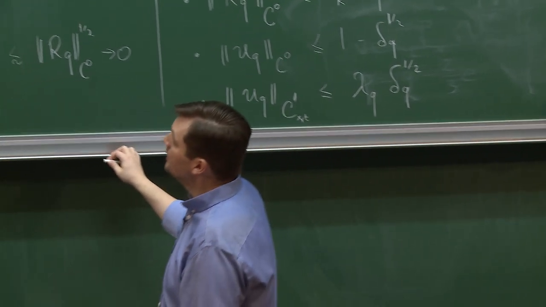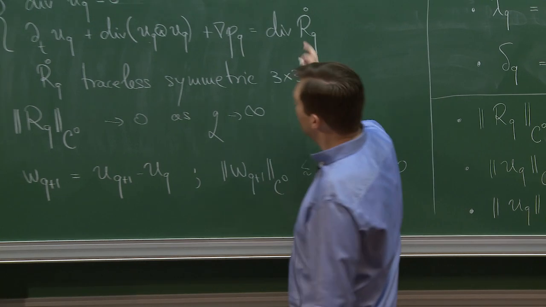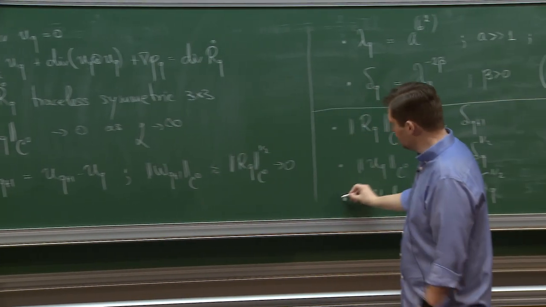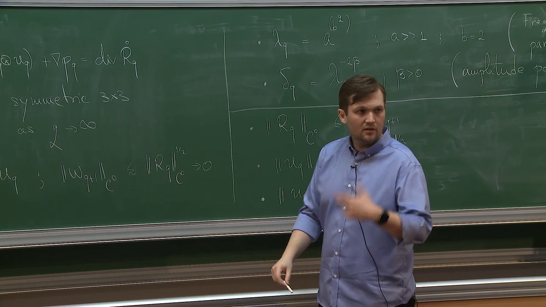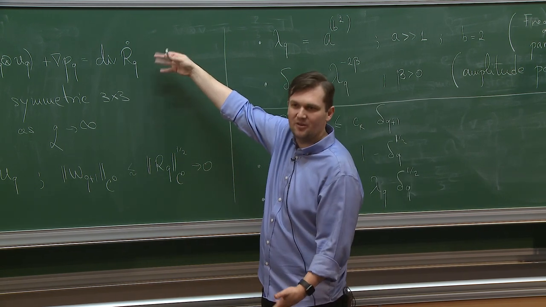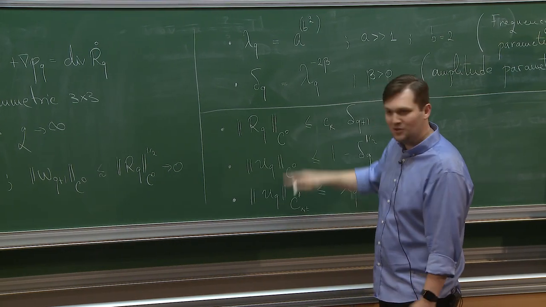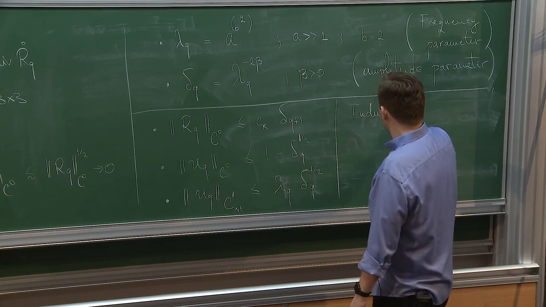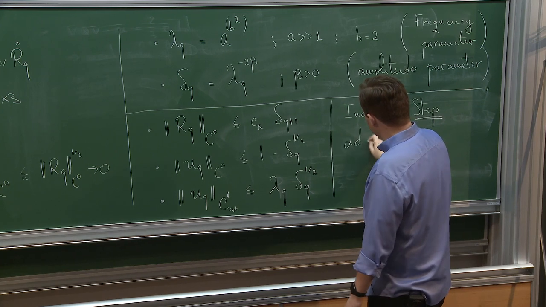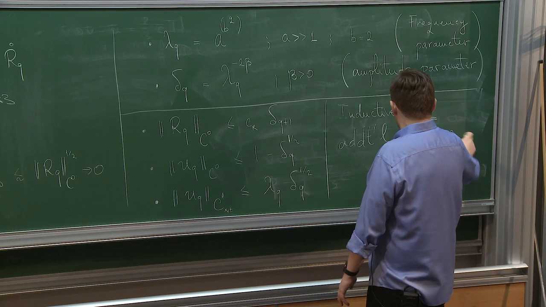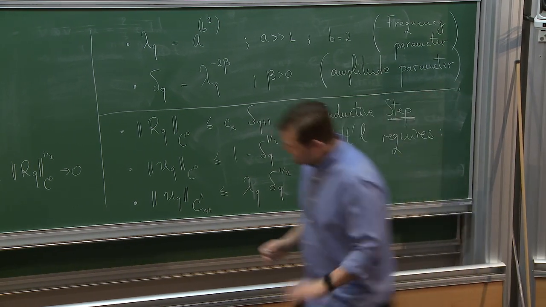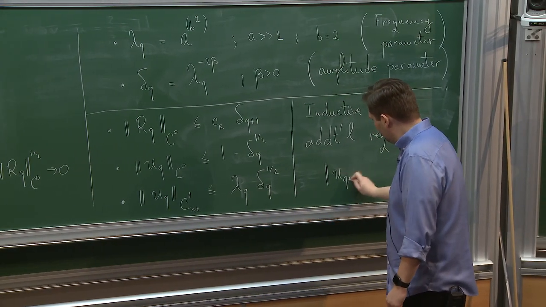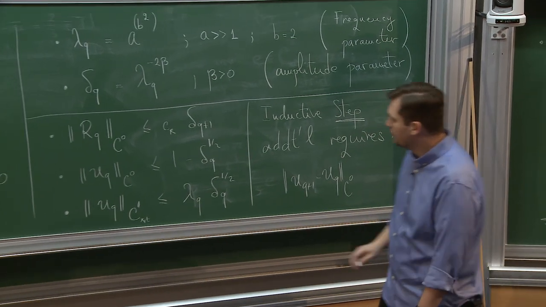So the lemma says, given u_q, R_q, remember the pressure is always computed from the elliptic equation, it's zero mean. Given u_q, R_q with these three bounds, there exists u_{q+1}, R_{q+1}, which obeys the equation with q replaced by q plus 1, with these bounds replaced q by q plus 1, and there's one more caveat, so the inductive step additionally requires that when I went from u_q to u_{q+1}, which is exactly this increment, that I have respected this inequality. So u_{q+1} minus u_q in C0 should be less than square root of this.